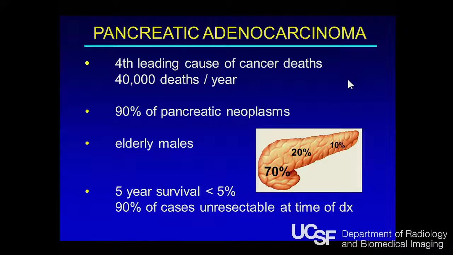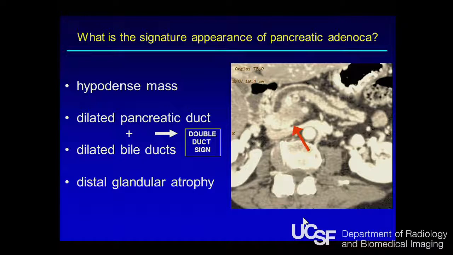And adenocarcinoma is the most common, representing 90% of pancreatic neoplasms. You can see that it is still one of the leading causes of cancer deaths in this country, with about 40,000 per year. It commonly occurs in older men, and prognosis still remains dismal, with a 5-year survival of less than 5%. This just demonstrates that the majority of cases still sit in the pancreatic head, and this is the area you should focus on, about 70%.